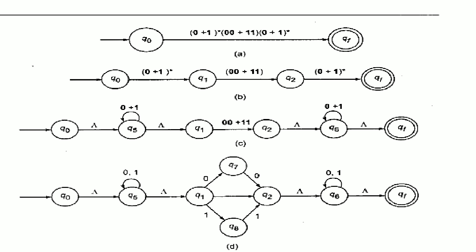Next string is (00+11). So Q1 to Q2 is (00+11). And the last string is (0+1)*. So Q2 to the final state is (0+1)*. In this way we have divided the given expression into three parts. Now (0+1)* is nothing but the loop. In the last video we have seen how to draw the loop from the given expression.